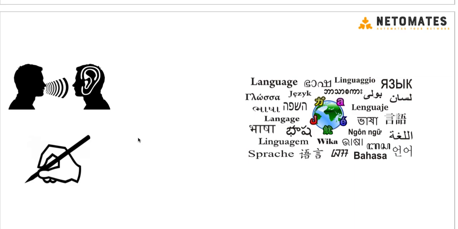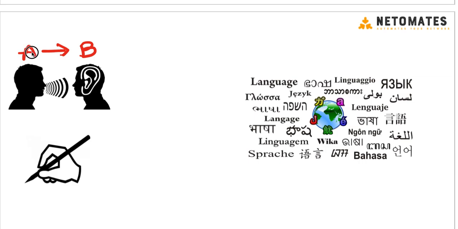So, we use language to share information with each other. If we look into detail how this information can be exchanged between two persons when they are nearby, say person A wants to share some information with person B.